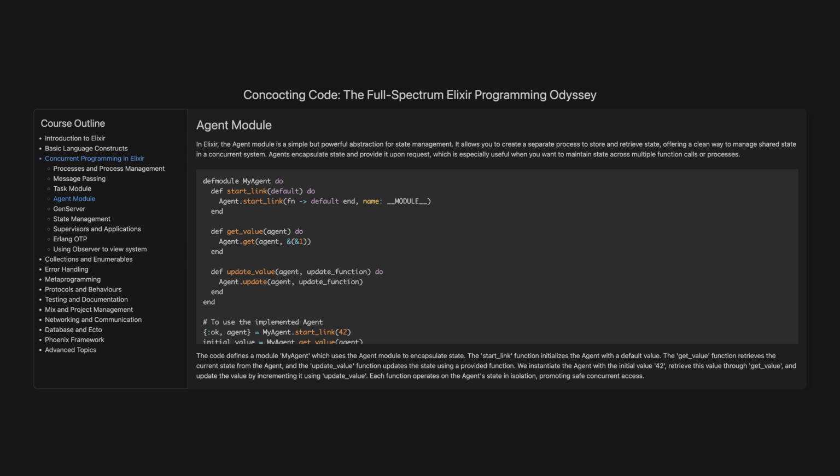The start_link function initializes the agent with a default value. The get_value function retrieves the current state from the agent, and the update_value function updates the state using a provided function. We instantiate the agent with the initial value 42, retrieve this value through get_value, and update the value by incrementing it using update_value. Each function operates on the agent's state in isolation, promoting safe concurrent access.